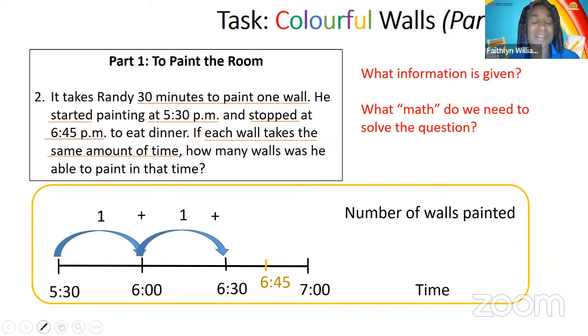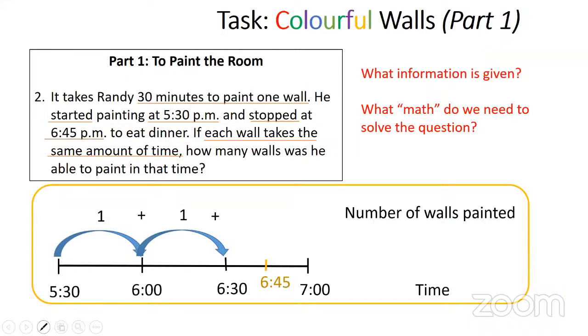Notice the question that was asked. Do you think Randy has enough time to paint an entire wall? He's now at 6:30. He ended at 6:45. Is there enough time to paint an entire wall? Why or why not? Are you willing to share? You may unmute. Her hand went down, another hand went up. Okay, go ahead. She's ready.